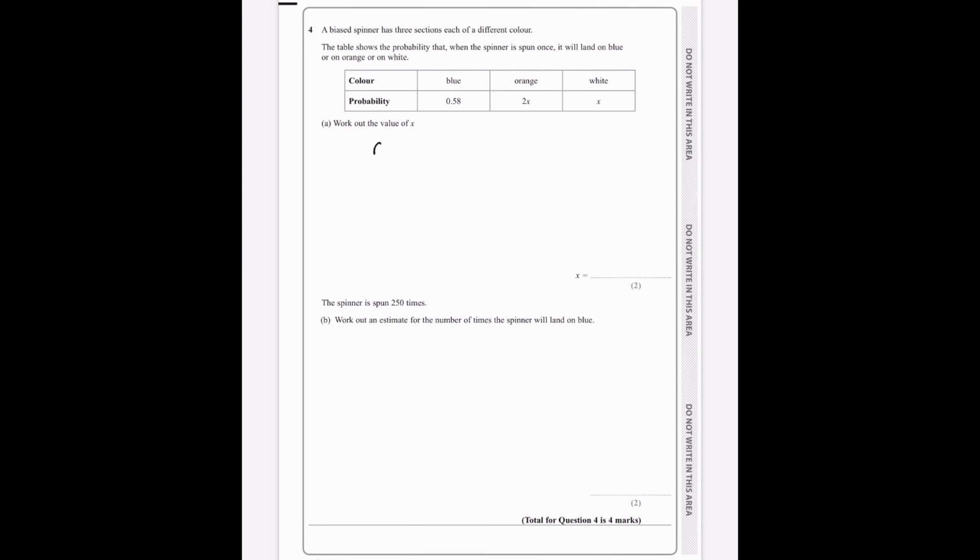Question number 4, discrete random variable. So the probabilities will always sum to 1. That allows us to construct an equation, 0.58 plus 2x plus x equals 1. 3x equals 0.42, divide both sides by 3, x is equal to 0.16.